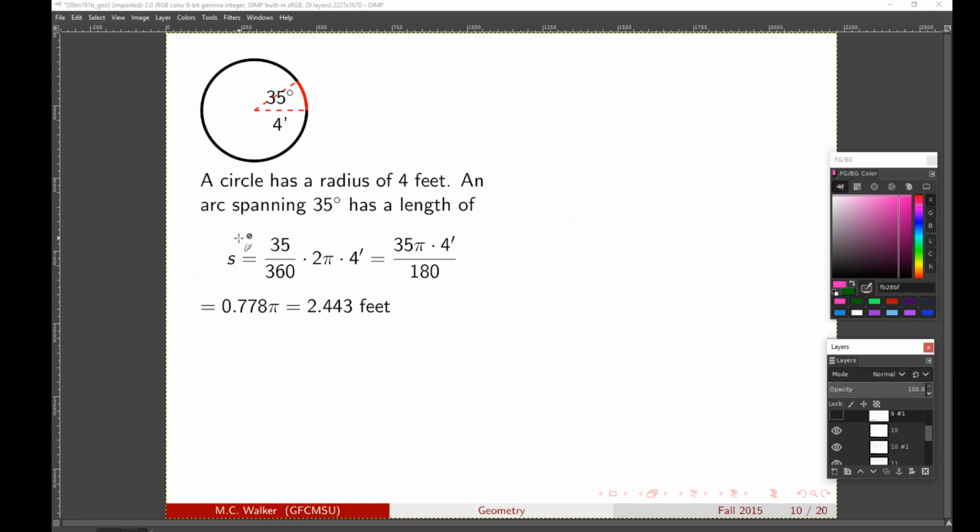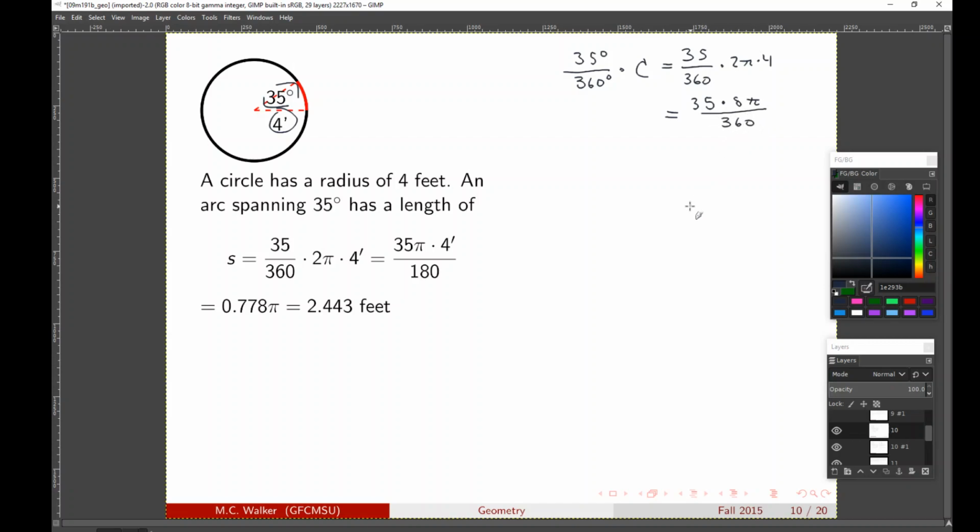So let's see here. A circle has a radius of 4 feet, an arc spanning 35 degrees has a length of, we're going to do this. 4 feet is my radius, 35 degrees is that arc measure. I'm actually going to stick 35 degrees over 360 degrees, multiply it by the circumference. I'm going to do 35 degrees over 360 degrees times 2 times pi times 4. So this is 35 times 8 times pi over 360, whatever that is.